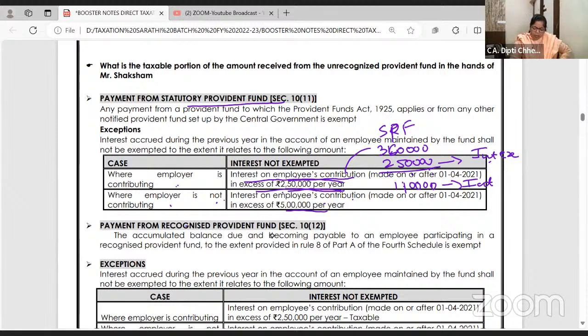Now, if the employer is not contributing, then the employee can easily contribute double of 2,50,000, that is 5 lakh. But say the employee is contributing 8 lakh. So the interest on 5 lakh is exempt, and on the 3 lakh, whatever interest they receive will be taxable in the hands of the employee. Ma'am, why income from other sources? Because it is interest on the employee's contribution. Clear to all of you?